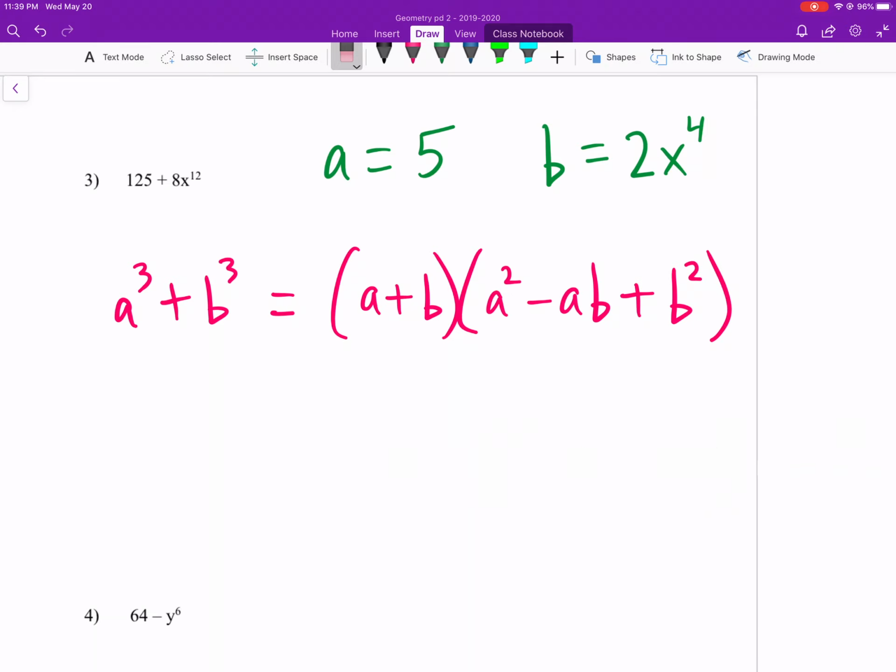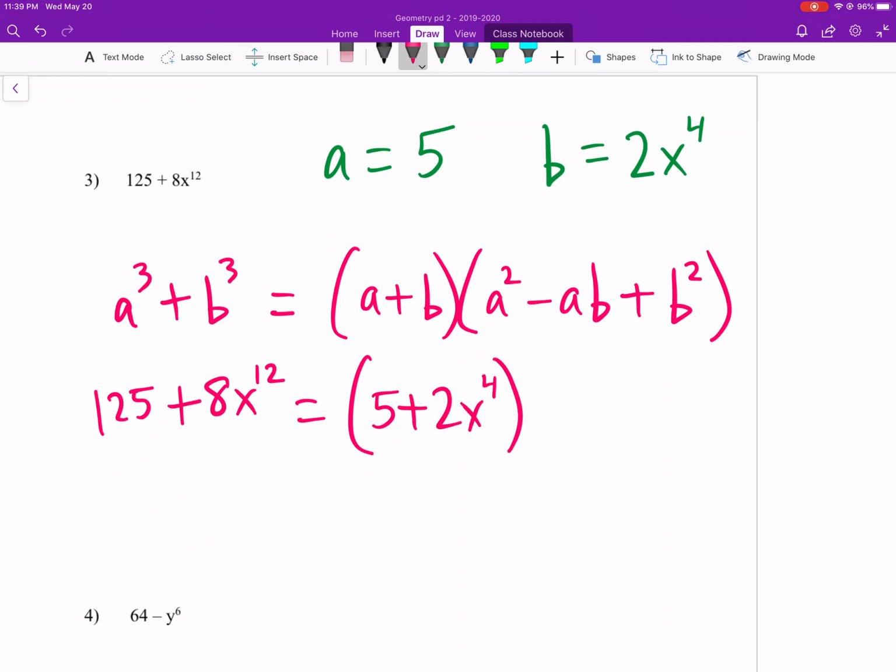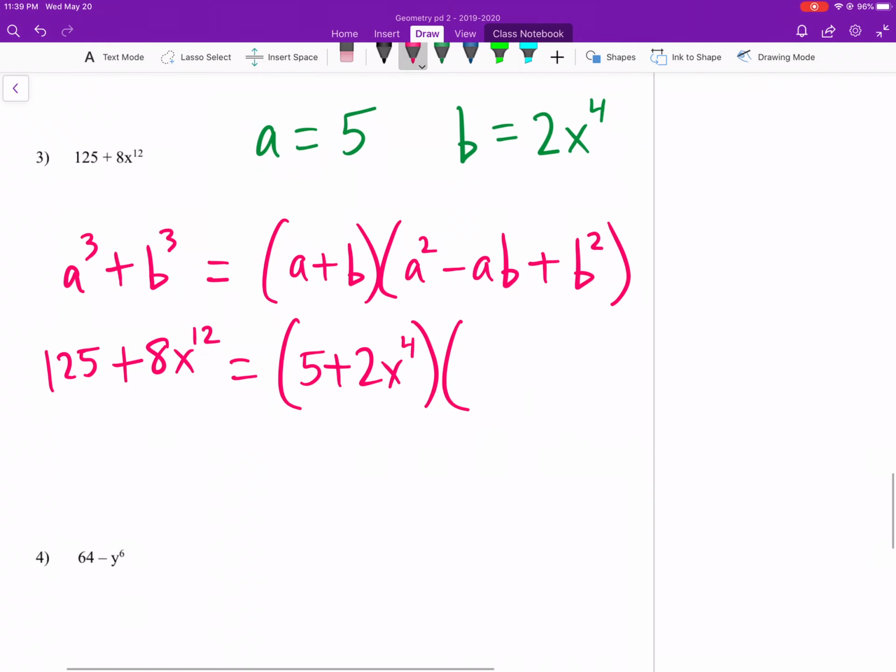All right, but now let's substitute. So this is 125 plus 8x to the 12th. That's now equal to a plus b, so 5 plus 2x to the 4th, times a squared, so 5 squared, that's an easy one, 25, minus a times b, which is 5 times 2x to the 4th. 5 times 2 is just 10, so 10x to the 4th.